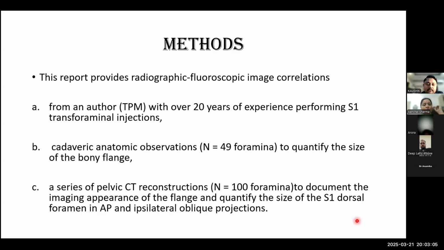So coming to the methods used in the study, the authors have provided a report which includes radiographic and fluoroscopic image correlations from an experienced clinician who has performed S1 transforaminal injections over the years, and secondly from cadaveric anatomic observations, and thirdly from a series of pelvic CT reconstructions. And these have documented the imaging appearance of the flange and quantified the size of the S1 dorsal foramen in both the AP and ipsilateral oblique views.